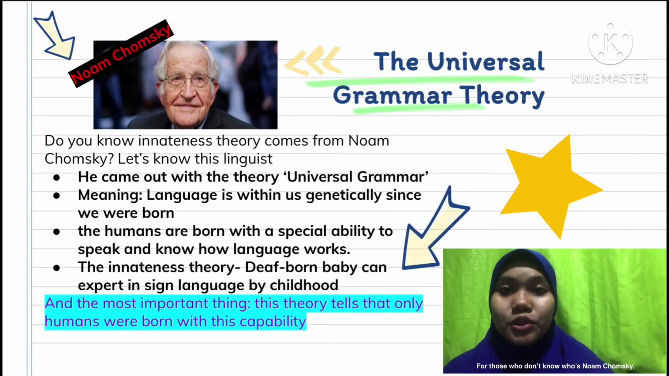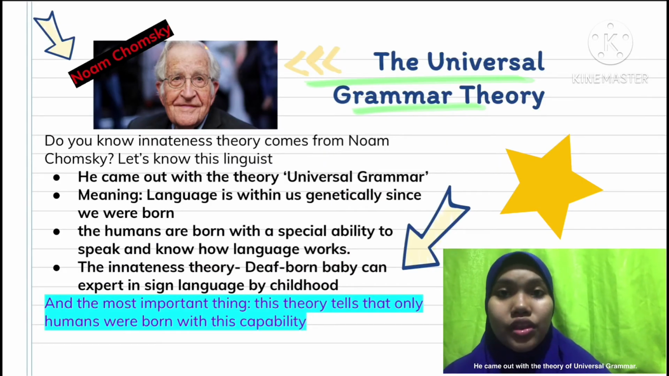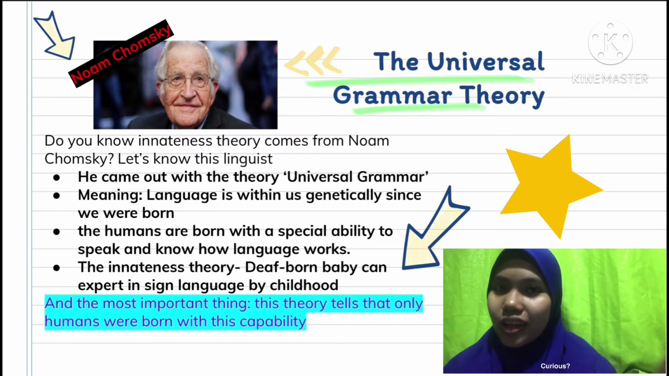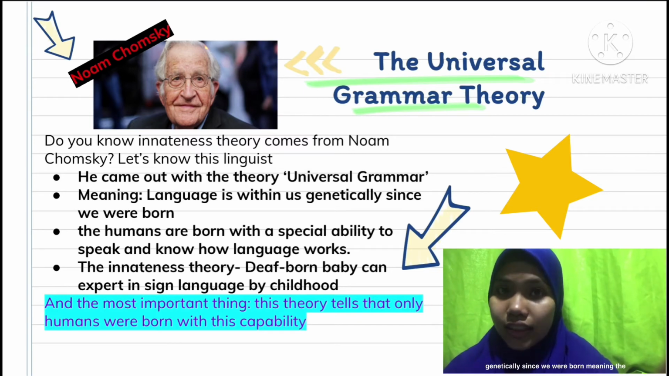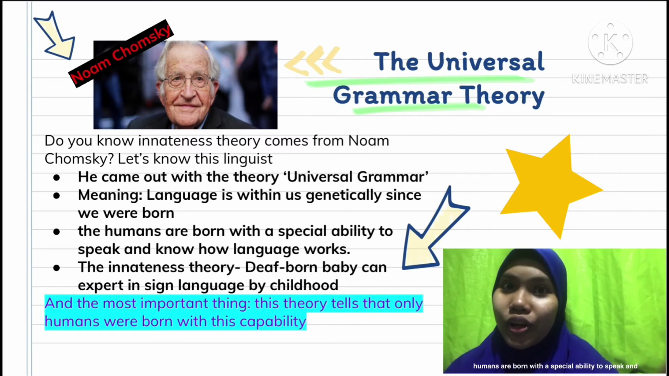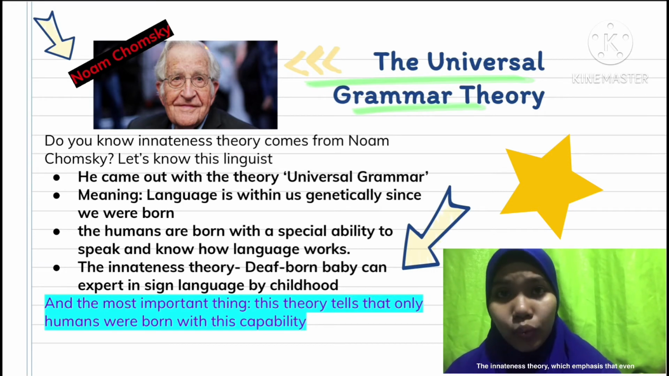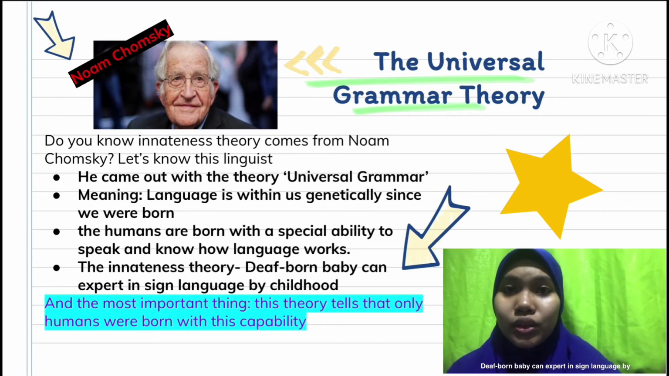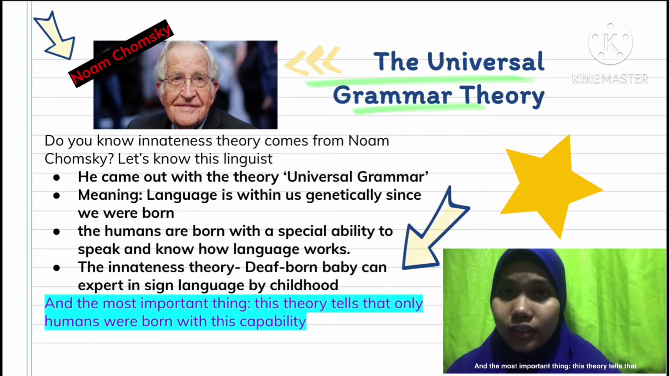For those who don't know who's Noam Chomsky, this is him, a linguist. He came out with the theory of universal grammar. Curious? It introduced the idea that language is within us genetically since we were born, meaning the humans are born with a special ability to speak and know how language works. The innateness theory emphasizes that even a deaf-born baby can express in sign language by childhood. And the most important thing, this theory tells that only humans were born with this capability.